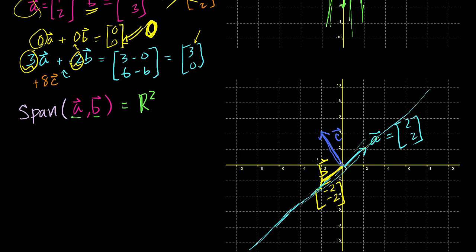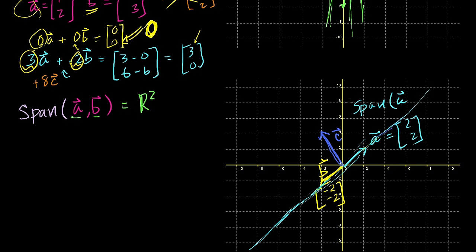I could represent vector c. I just can't do it. I could keep adding scaled up a, scaled up b, putting them heads to tails. I'll just get to stuff on this line. I'll never get to this. So in this case, the span, and I want to be clear, this is for this particular a and b, not for the a and b.